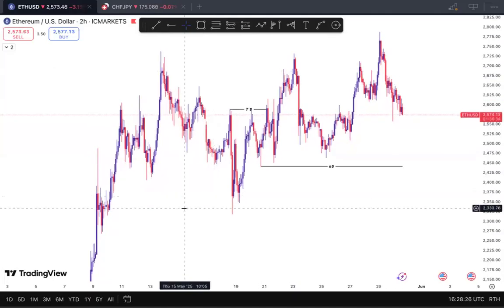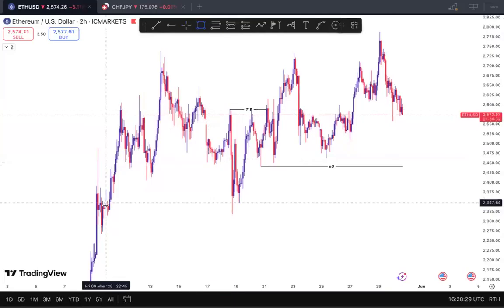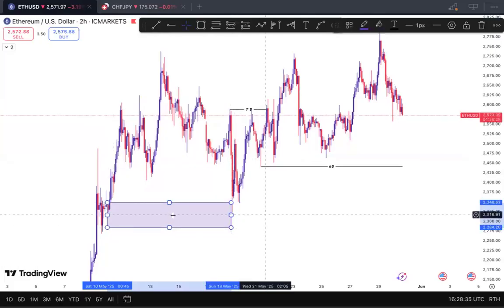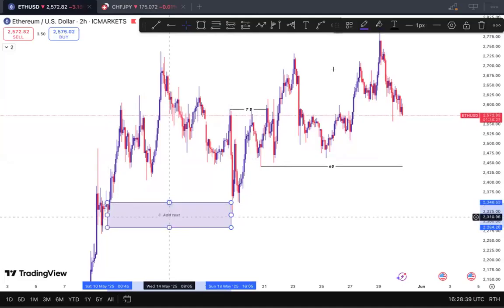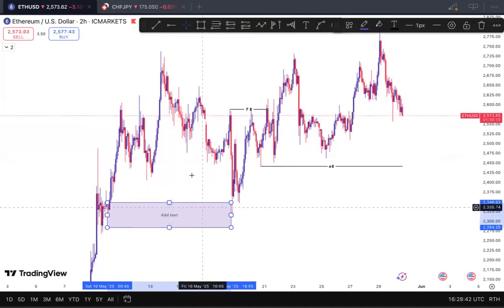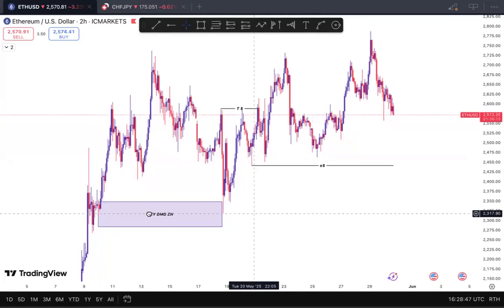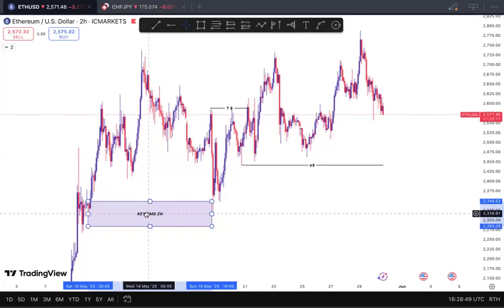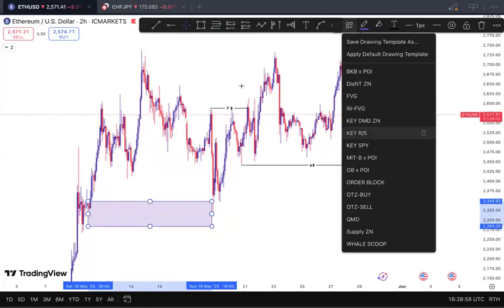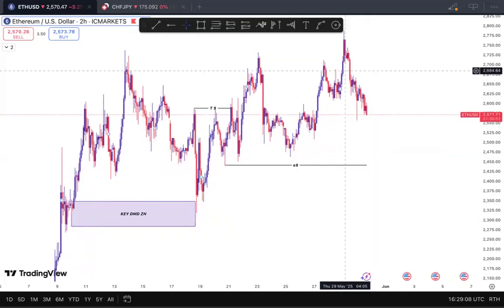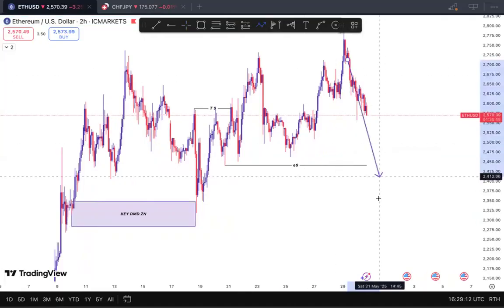I want to look. So if I look, I can see that price is coming from somewhere. So this is a demand zone that I can see, and there is a fair value gap. Can you see that? So this is a demand zone. And then I wait for price to come. Boom. I wait for price to come in. And then boom.